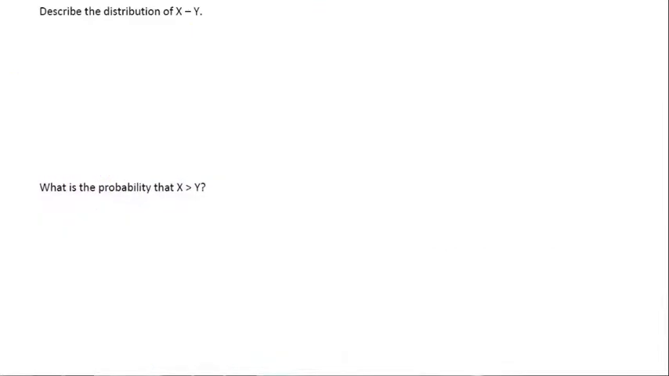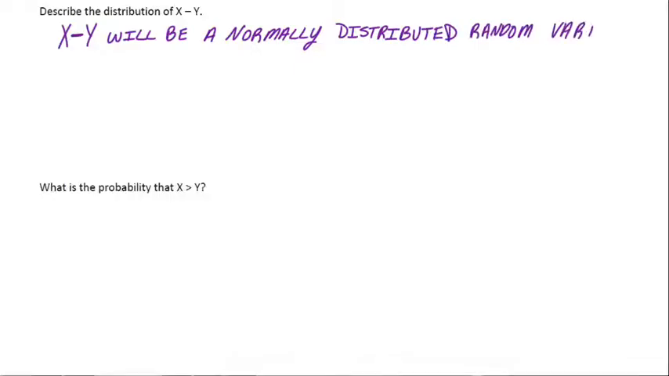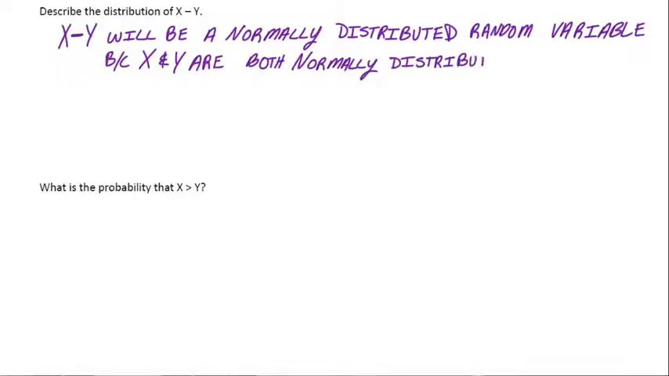The next part here looks at what if we did x minus y? What would the distribution for x minus y be? Well, since x and y are both normal, x minus y will still be a normally distributed random variable. So whether we add or subtract these random variables, as long as they started out normal, when we combine them, the distribution will still be normal.